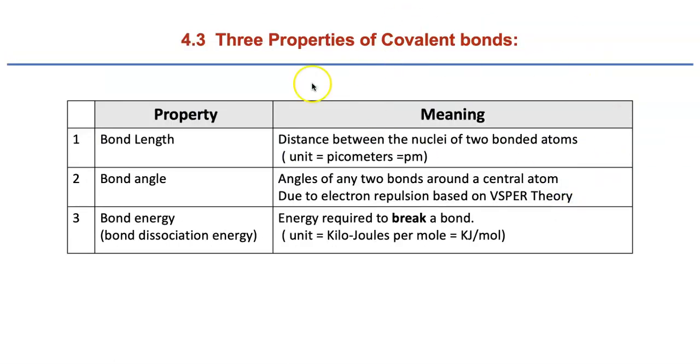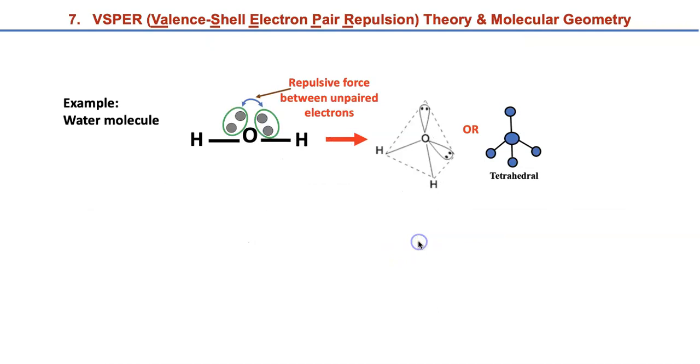Just a little preview of things we have seen and will see. Bond length is the distance between the nuclei of two bonded atoms, and you measure it in picometers. Bond angle, we will look at it later, is the angle of any two bonds around a central atom due to electron repulsions in the valence shell electron pair repulsion theory. Bond energy is the dissociation energy required to break a bond. It's measured in kilojoules per mole.